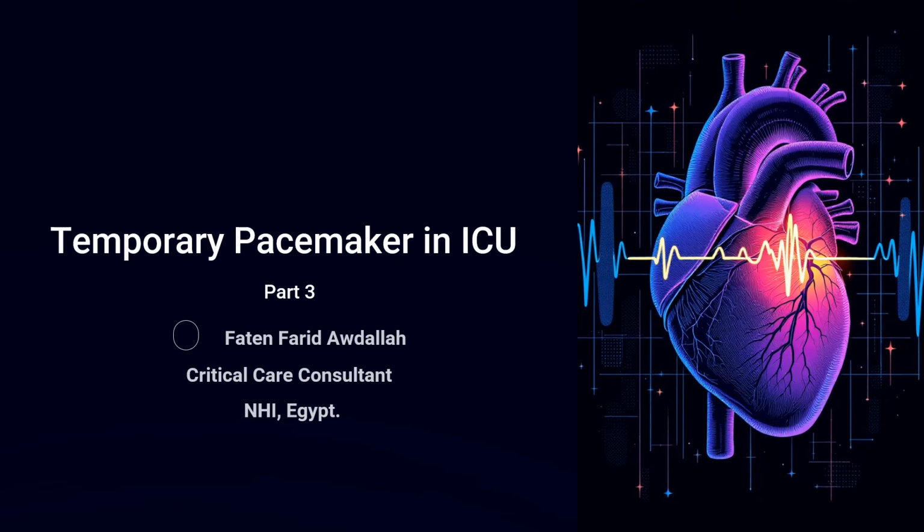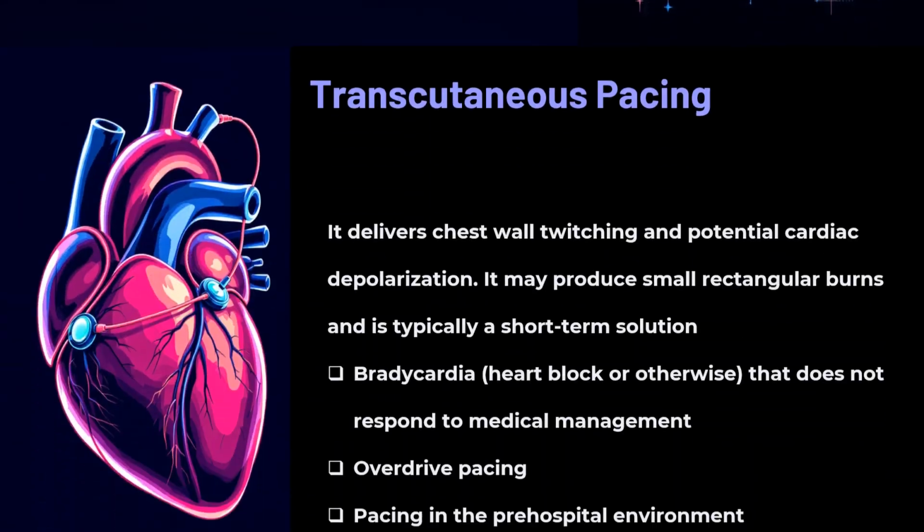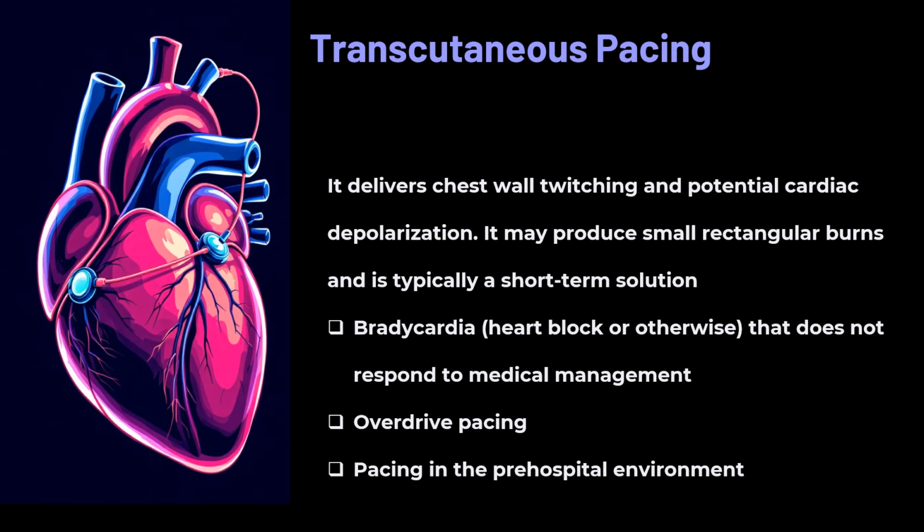Today we will discuss the transcutaneous pacemaker: its indication, its advantage, disadvantage, and complication. Cutaneous pacing differs in muscle twitching and potential cardiac depolarization. It may produce small rectangular burns and it's typically a short-term solution. It can be used in patients as an emergency for bradycardia due to heart block, when the patient is not responding to medical management, or for overriding pacing, or pacing in the pre-hospital environment.